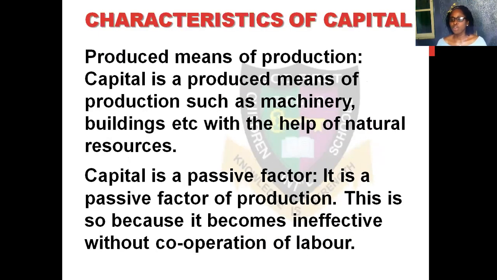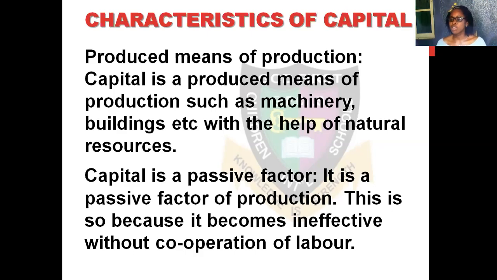Characteristics of capital. Capital produces means of production, meaning that without capital, means of production cannot be what? Complete, because capital produces means of production. Capital is a produced means of production, such as machinery, buildings, building materials, resources, etc., with the help of what? Natural resources.